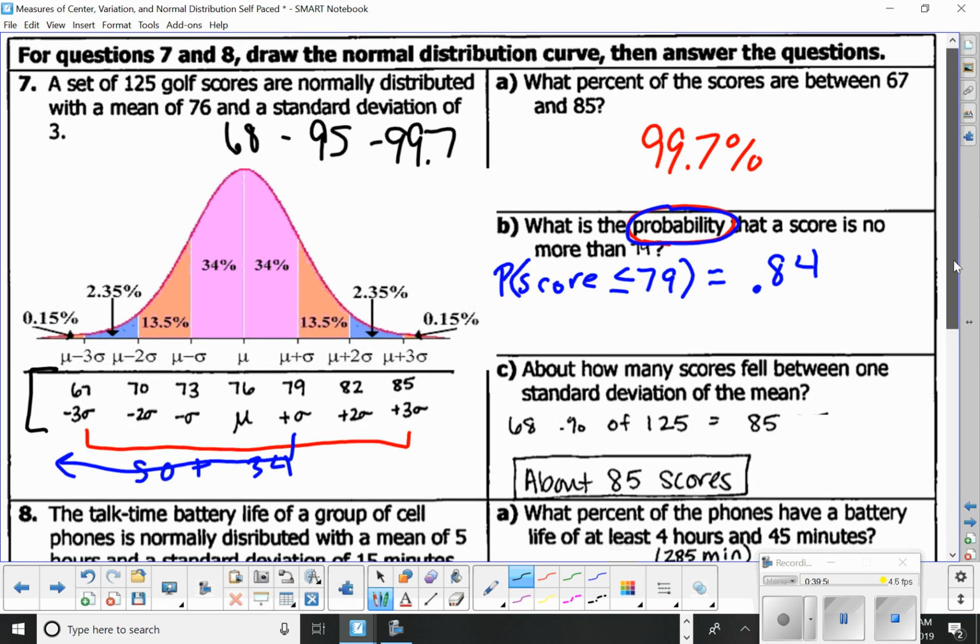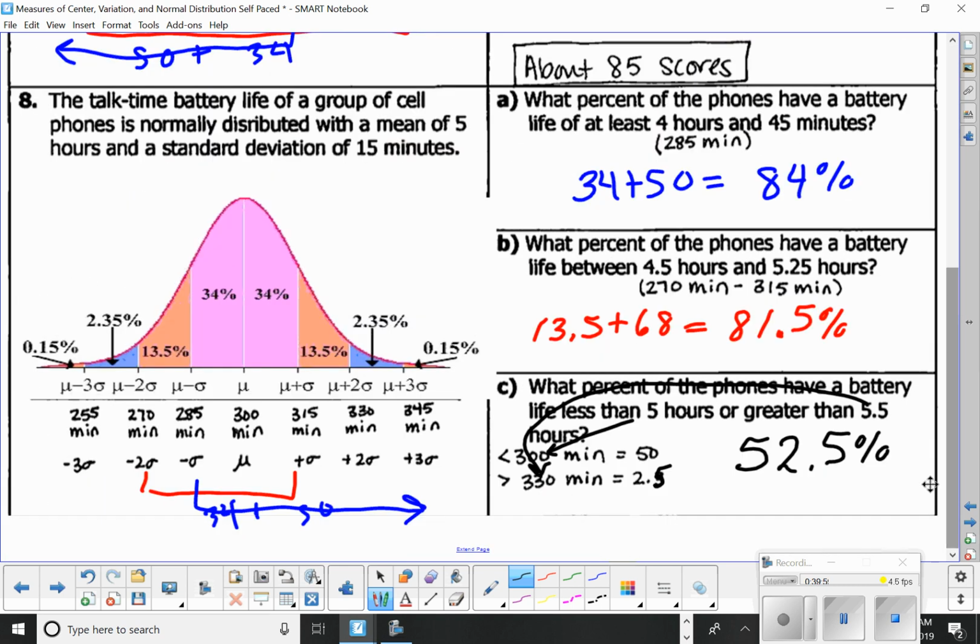Okay? Here's number 8. Number 8's a little tricky. If you were confused, remember that you have to change hours to minutes. There are 60 minutes in 1 hour. So, for example, number 8A, 4 hours and 45 minutes means 4 times 60 is 240 plus 45 is how you get the 285 minutes. You must be able to convert hours to minutes backwards. Okay.